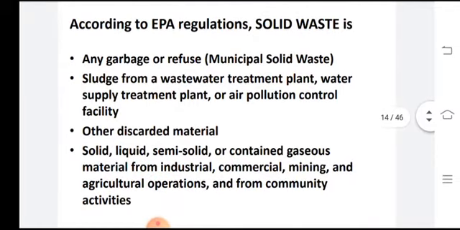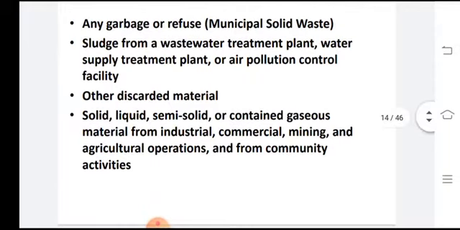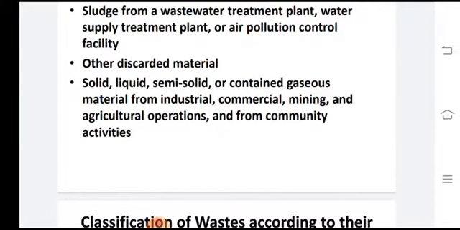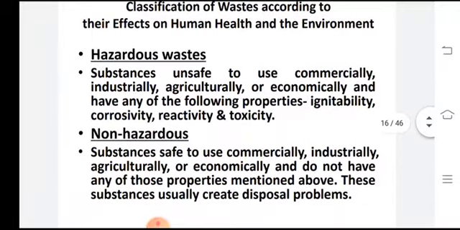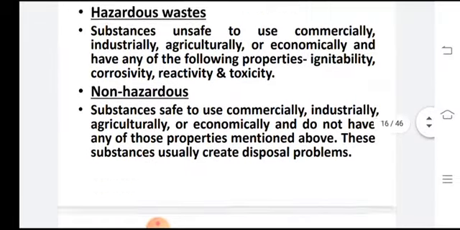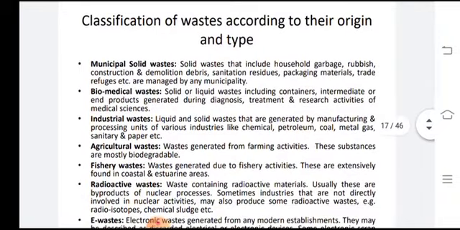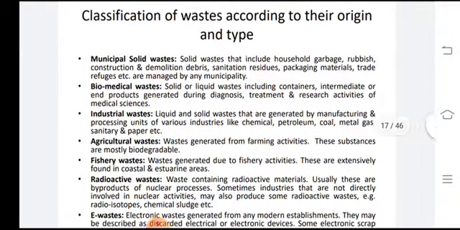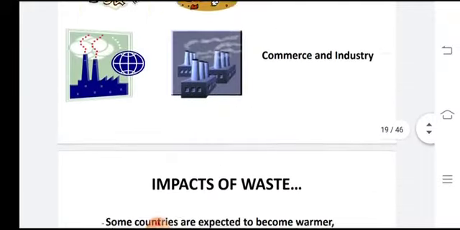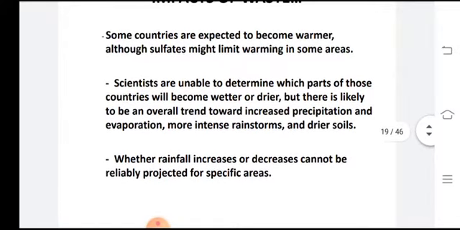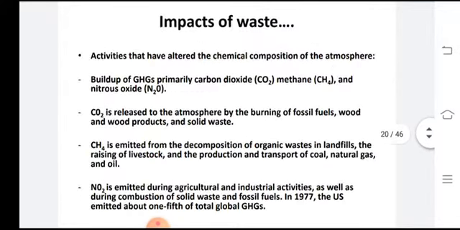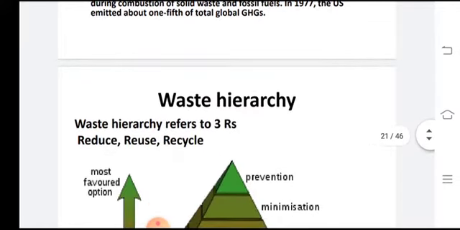According to the EPA regulations, solid waste is any garbage or refuse, sludge from wastewaters, and other discarded materials, in solid, semi-liquid, and semi-solid phases. Biodegradable and non-biodegradable is one classification; hazardous and non-hazardous is another. There are also some classifications based on their origin and type, and their impact is here. I think you can go through it.